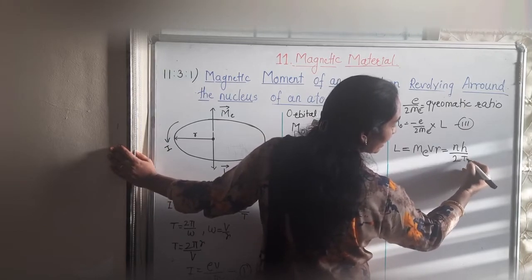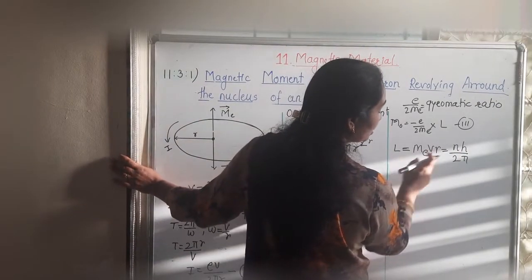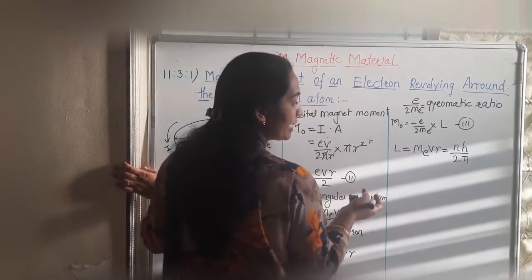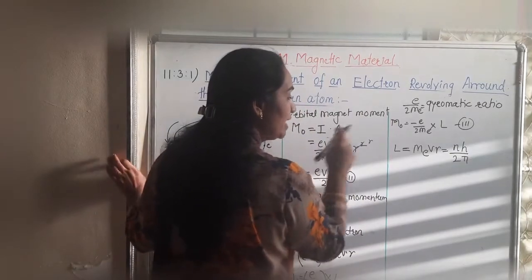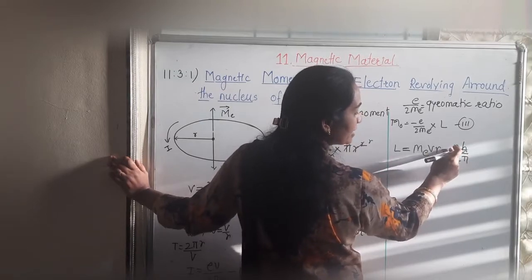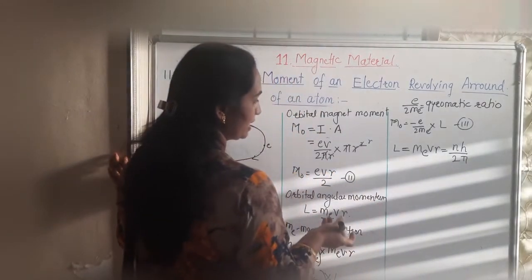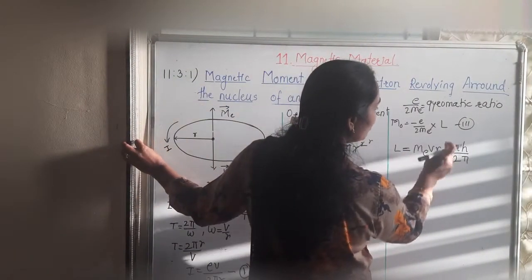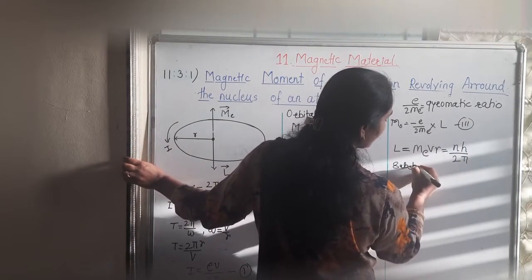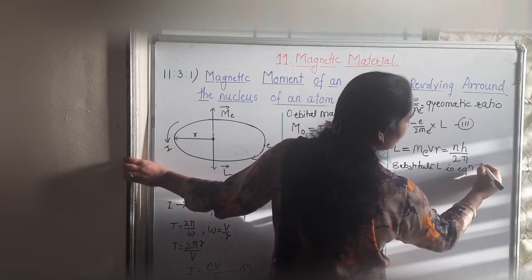This is according to the second postulate of Bohr's theory. When the electrons revolve around the nucleus, the angular momentum is equal to nh upon 2 pi, where n is the number of the orbit, h is Planck's constant, and 2 pi is a constant term. Substitute this value of L in equation 3.